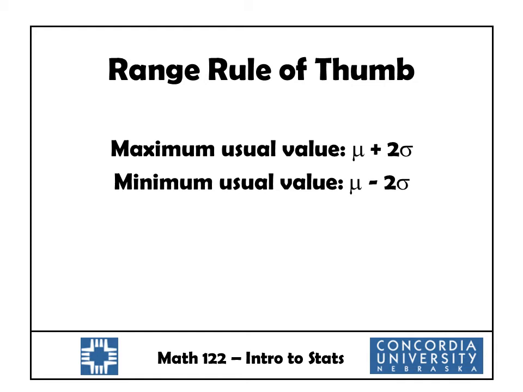Back in chapter 3, we introduced the range rule of thumb, which said that the maximum usual value for a set of data was mu plus 2 times the standard deviation, or the mean plus 2 times the standard deviation, and the minimum was the mean minus 2 times the standard deviation. Well, we can say the same thing about a random variable. For a random variable, its maximum usual value is the mean mu plus 2 times the standard deviation sigma, and the minimum usual value is the mean minus 2 times the standard deviation.